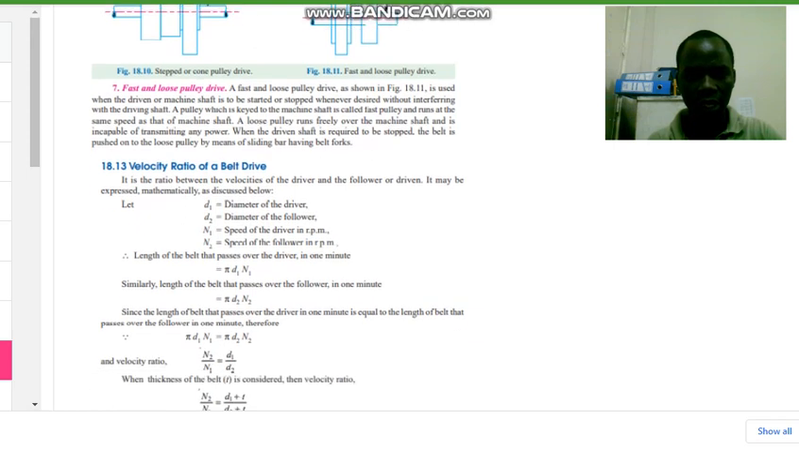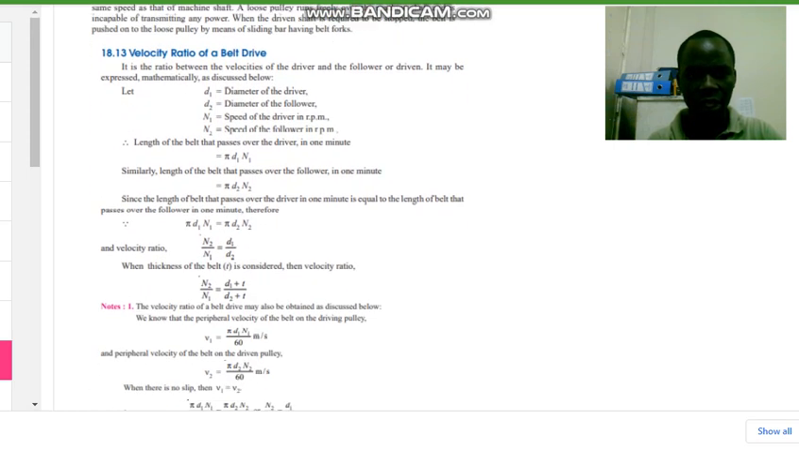So today we can see the velocity ratio of a belt drive. Velocity ratio of a belt drive, as I discussed in the other video, is given by the ratio of the driven speed divided by the driver's speed, which should be equated to the diameter of the driver pulley all over the diameter of the driven. So if you have any trouble understanding this, I advise you to watch my previous videos which concern the velocity ratio of a belt drive.